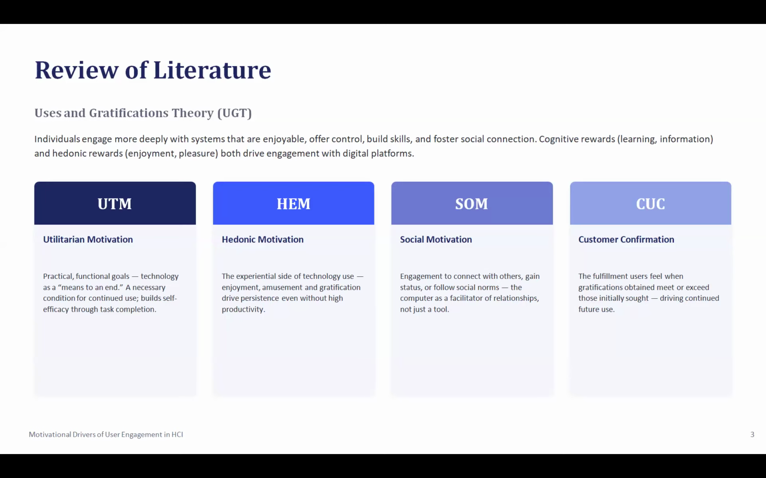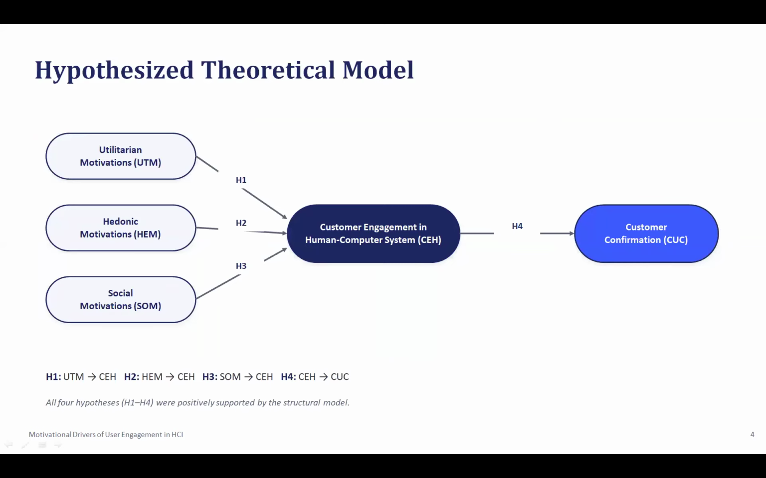So based on this theoretical framework, we proposed our hypotheses. As you can see, the first hypothesis is that utilitarian motivation positively influences customer engagement. Then you have the social motivations for the second, H2. The third one is H3. All of our hypotheses propose a positive relationship between those types of motivations and customer engagement. H4, the fourth one, is that customer engagement positively influences customer confirmation.